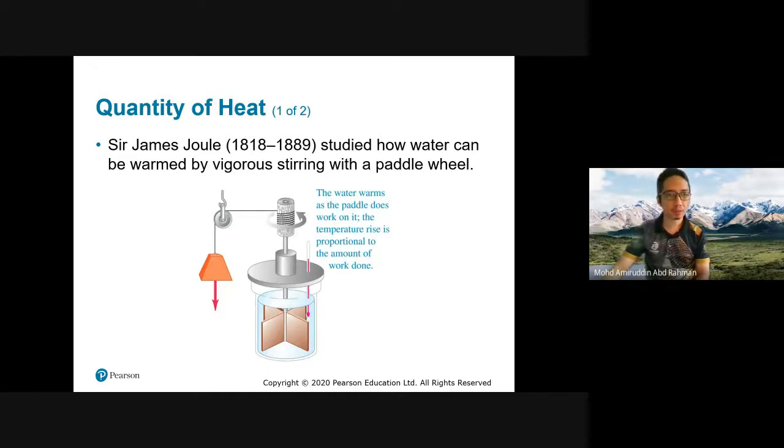Okay, we're going to quantify the heat. So how do we quantify the heat? Sir James Joule, you know that the joule has a unit defined based on his name, studied how water can be warmed by vigorous stirring with a paddle wheel. Basically, this water will get warm when you do the stirring.